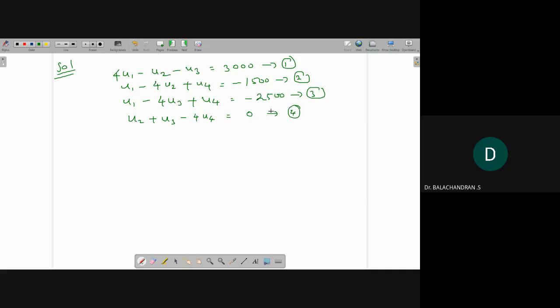So I told you, try to solve these 4 equations and find the values of u1, u2, u3, u4. So what is the value of u1?